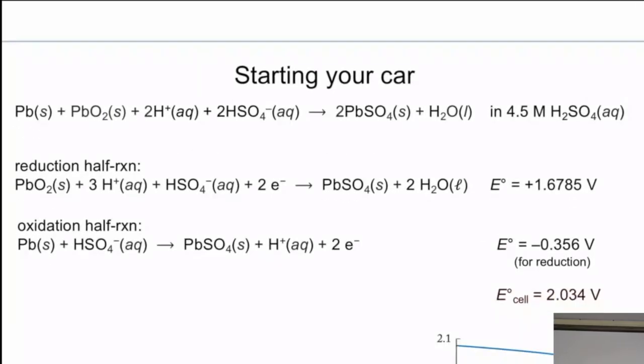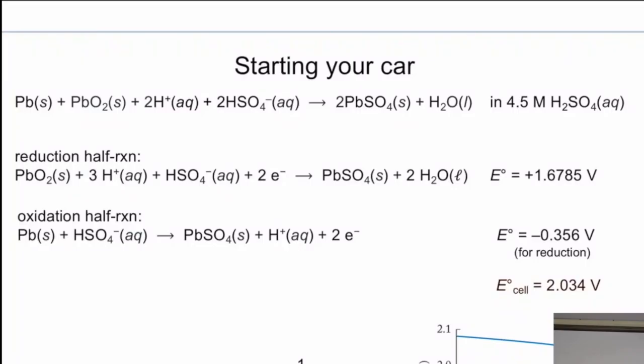Now, it already says on the slide what the reduction half reaction and the oxidation half reaction is. But let's just take a look at the overall equation here. Even if you look at the half reactions, can you tell what's being oxidized and what's being reduced here? Let's see if you can figure that out. What's being oxidized? By the way, there's a typo here. To balance this, there should be a 2 there. What's being oxidized? Can you tell?